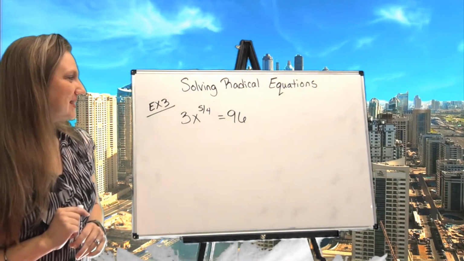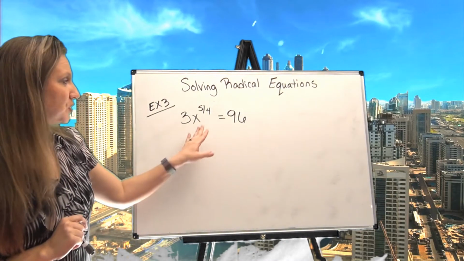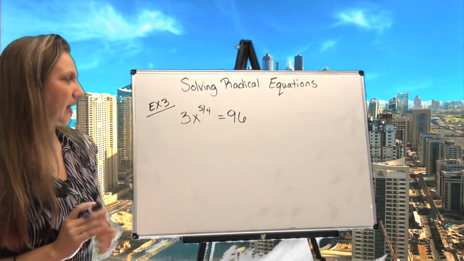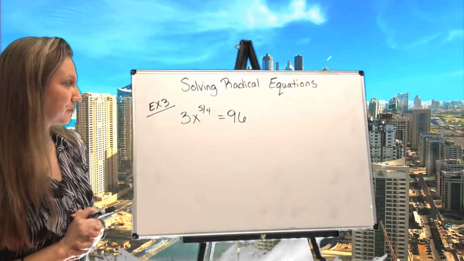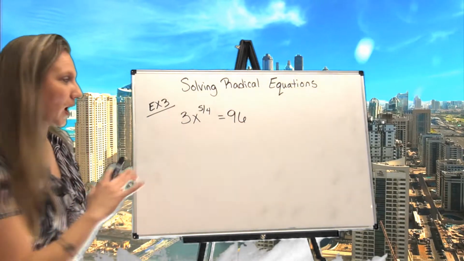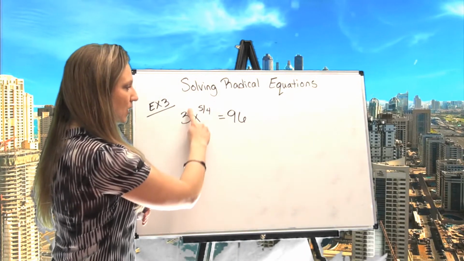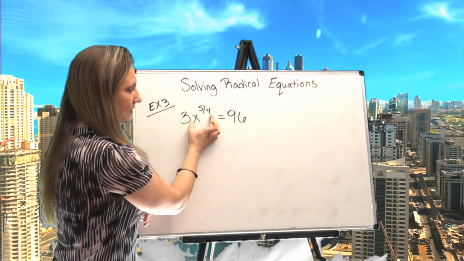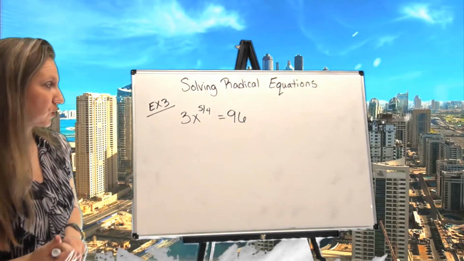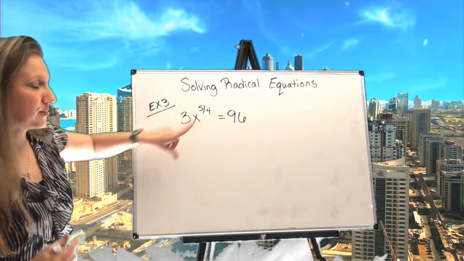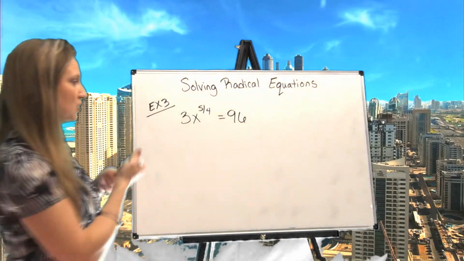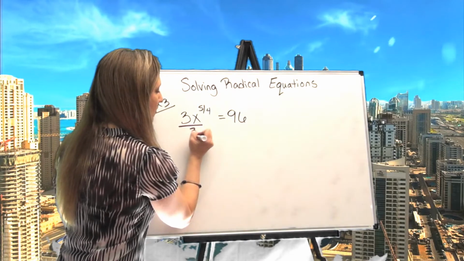All right, this example is a little bit different. Notice we don't have a radical, we have a fractional exponent. So I'm going to show you how that's a little bit different. Again, we want to isolate this piece. Just like we were isolating the radical, we want to isolate this fractional exponent first. So I want to get rid of that 3. Right now this is 3 times this, so to undo that multiplication, I'm going to divide both sides by 3.